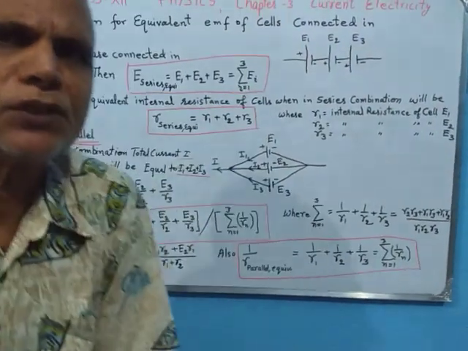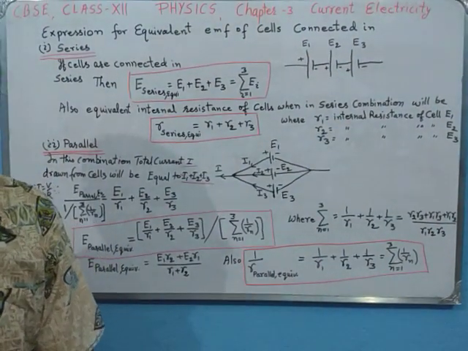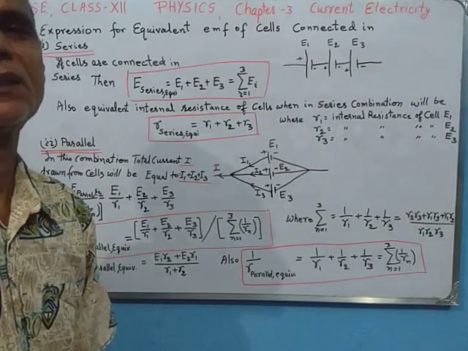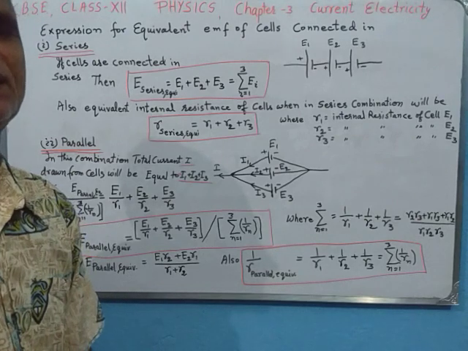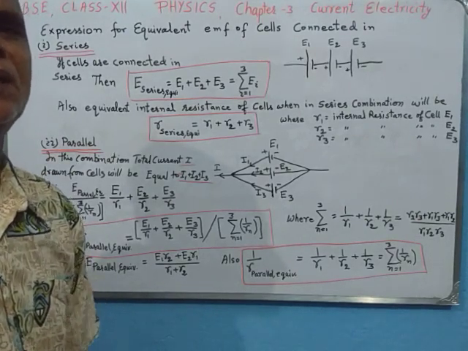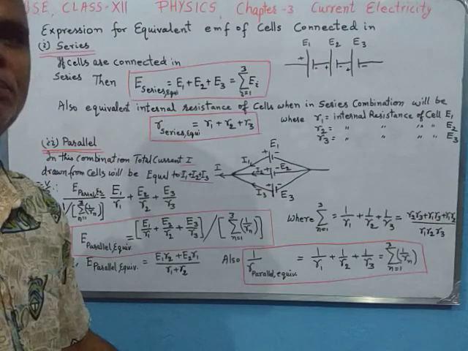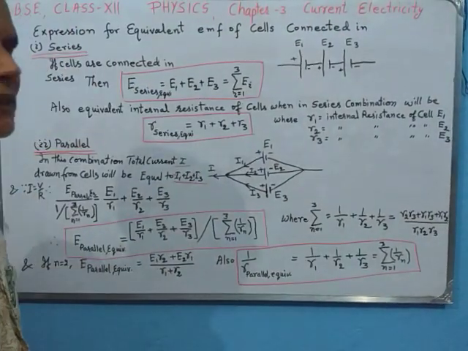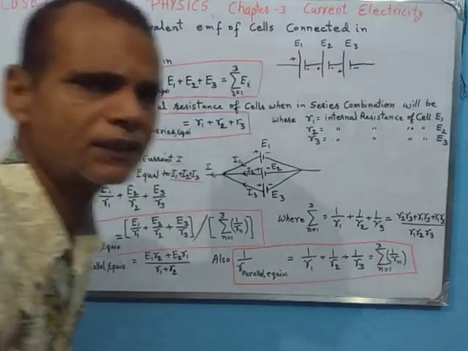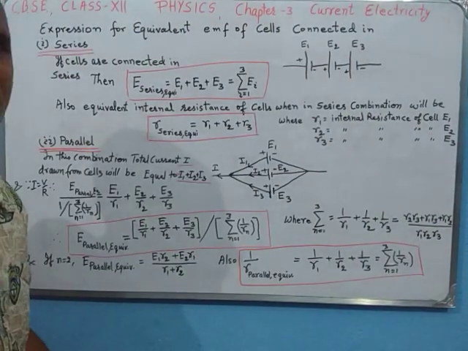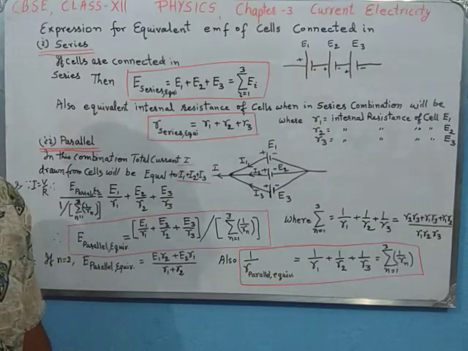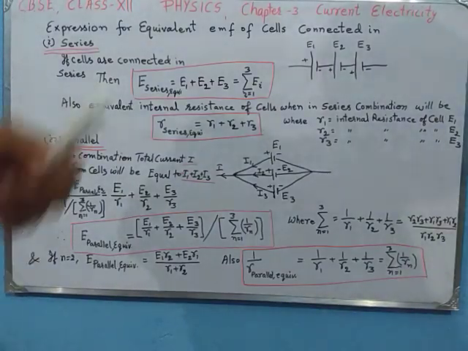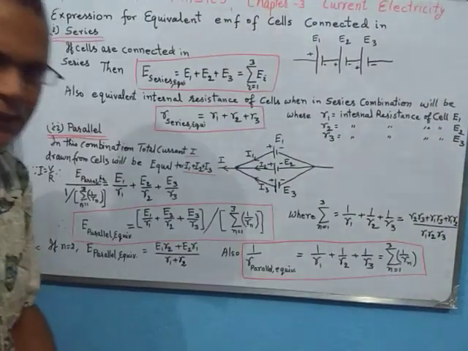Students, today we are going to discuss the equivalent EMF of cells when connected in series, and we are also going to discuss and find the expression for EMF of cells when they are connected in parallel. Apart from these two things, we shall also be discussing the equivalent internal resistances of the combination of cells when they are connected in parallel and when they are connected in series. So let us start, students.